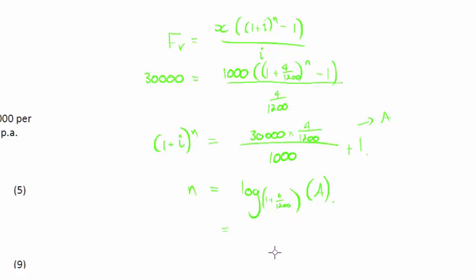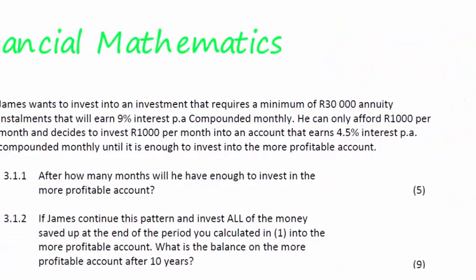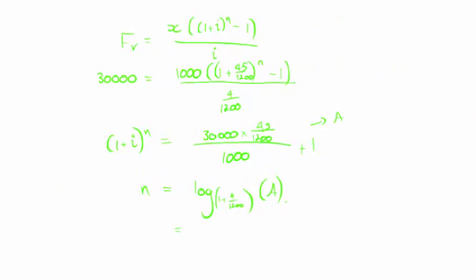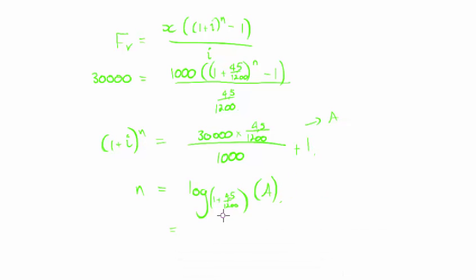Because my total is 30,000 times 4. And sorry guys, I made a mistake. It's not 4%, it's 4.5%. Sorry. Okay, yeah, 28.48. So after every 29 months. So after how many months can he? After 29 months.